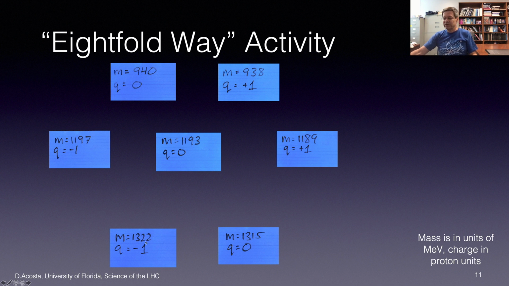Bottom row, 1322, 1315. Those masses are not exactly the same, but they're close. Much heavier than the ones at 1190 and heavier again than the ones at 940. There's a negatively charged one and a neutral one. This arrangement, is it telling us something?